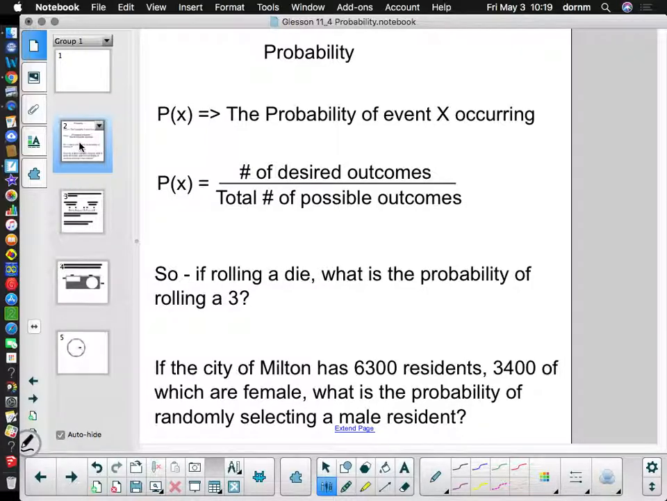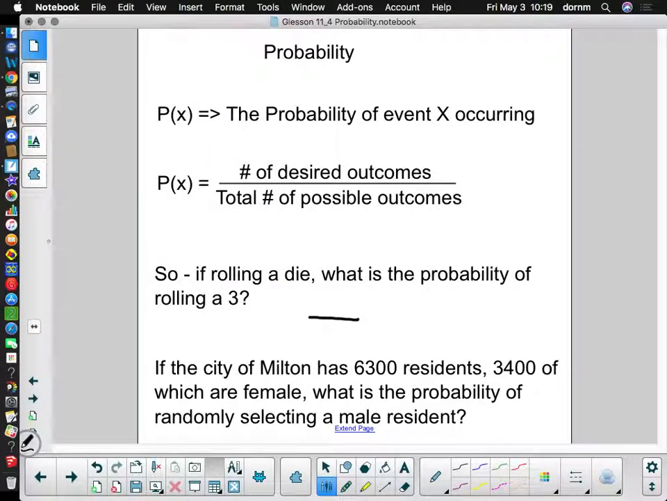So if we're rolling a single die, what is the probability of rolling a 3? Well, we start with what is the total possible number of outcomes we could have when we're rolling a die? Okay, standard cube die. 6. How many of those results give us a 3? 1 out of 6 does.